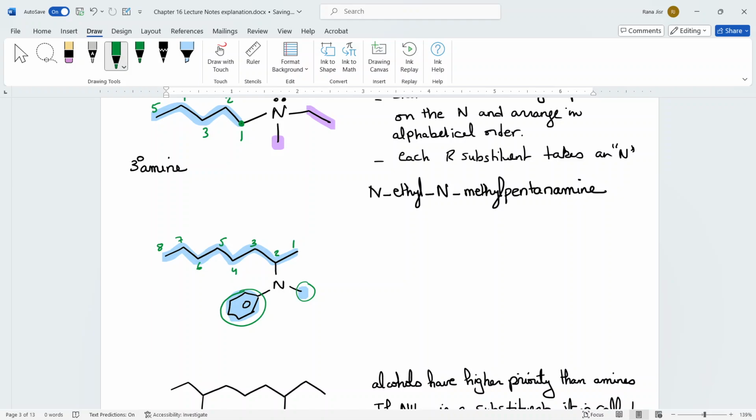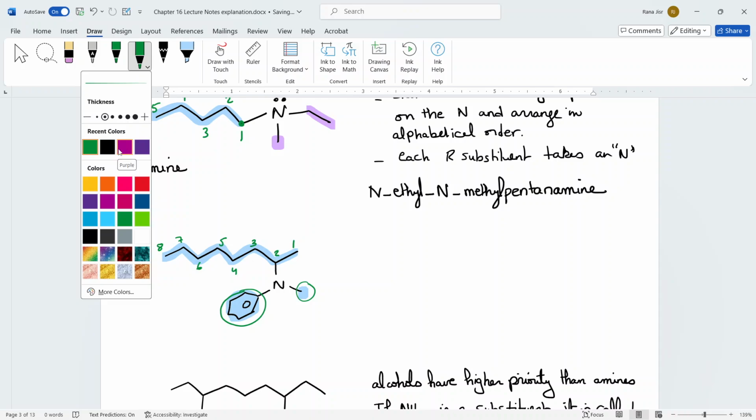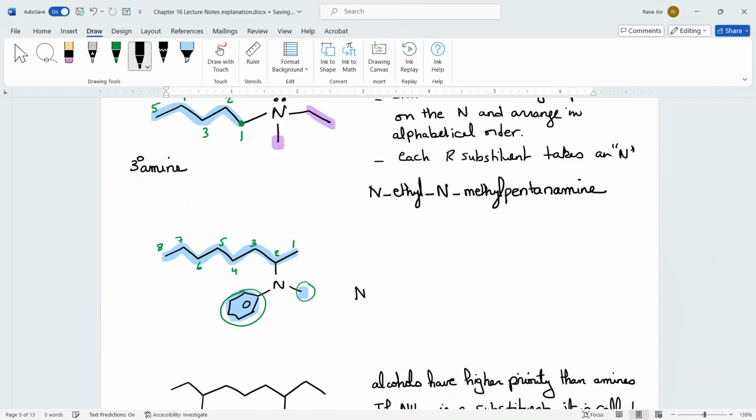The M comes before the P, so I have to arrange in alphabetical order, and the name is going to be N-methyl, and then another N and the phenyl in there. Don't use benzene, guys, because when benzene is a substituent, we call it a phenyl group, not a benzene. And then on carbon number 2, I have my amine.